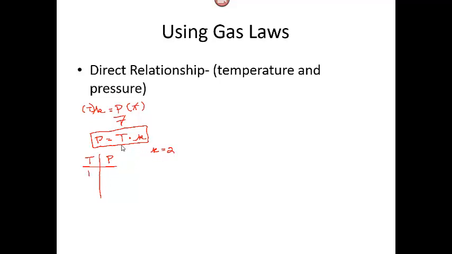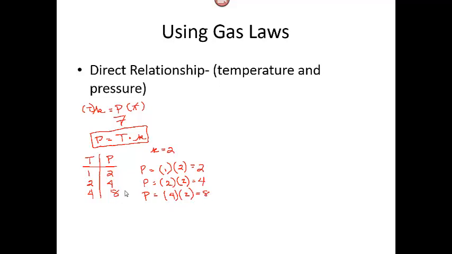Okay, so let's say that our temperature is 1 Kelvin. In order to find out what our pressure is, we take our temperature, which is 1, times the constant, which is 2. So our pressure is 2. All right. And then let's double our temperature. So now we have a temperature of 2 Kelvin, and we multiply by the same constant, so we'll have a pressure of 4. Once again, these are all in kilopascals for pressure. Then we'll double our temperature again, and we'll do 4 times our constant and get 8.